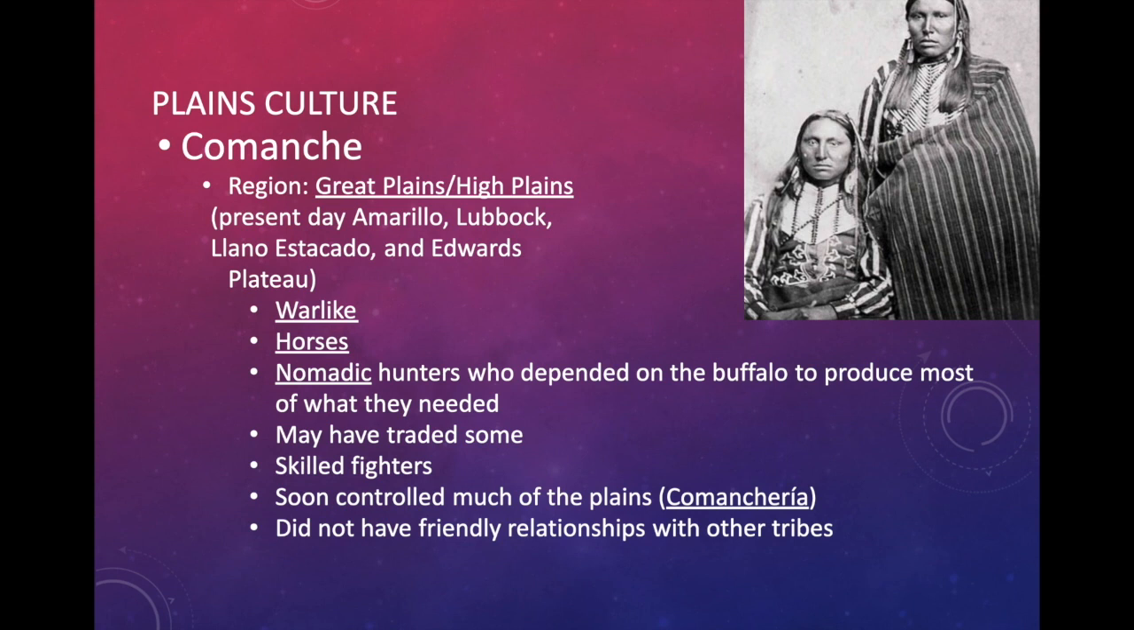They were very skilled fighters. They controlled so much of the plains, they were able to name a large territory called Comanchera. They did not have friendly relationships with other tribes, but they were able to form alliances. Now, friendships and alliances are different. A friendship means you are friends with that group of people. An alliance means you only come in contact and rely on one another. If one of your groups is attacked, you will fight for one another.